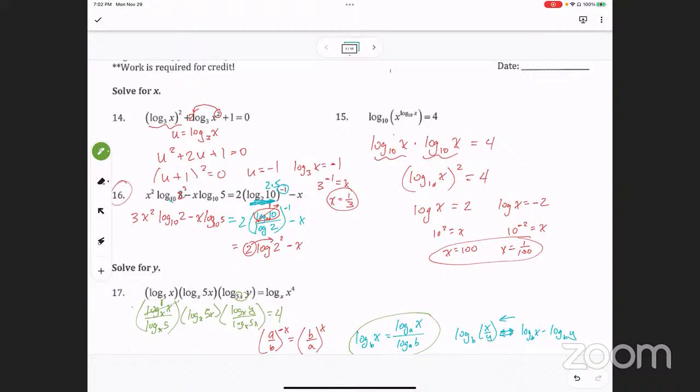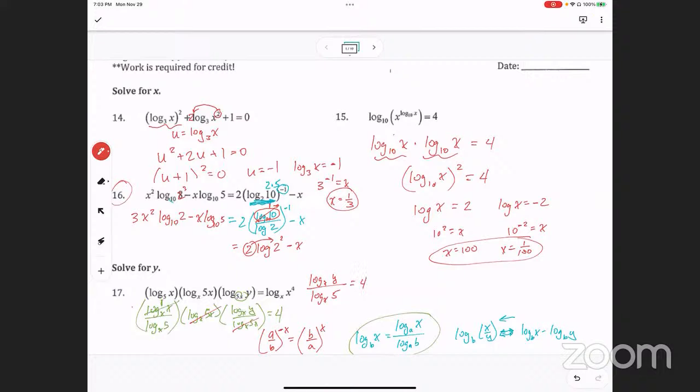Do you see how these cancel each other out right here? Yeah. That and that cancel each other out. Got it? So this is log base x of y on the top, over log base x of 5 on the bottom, equals 4.